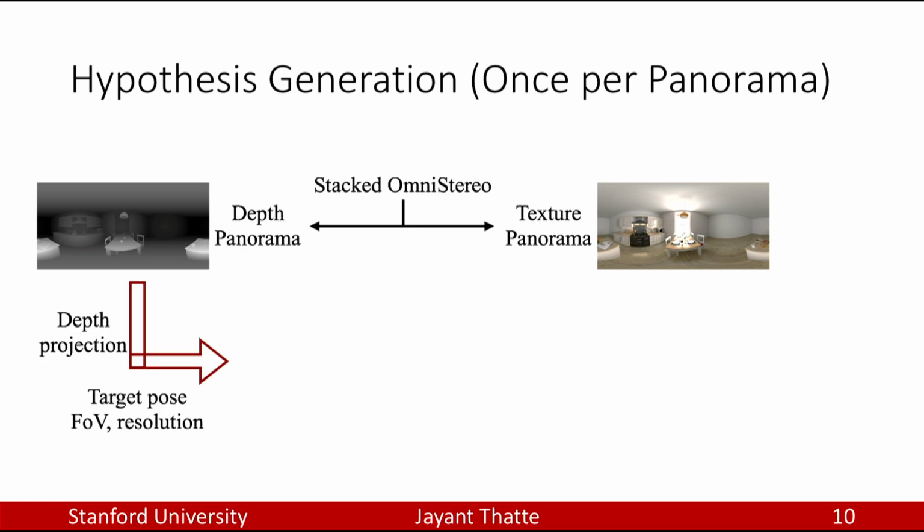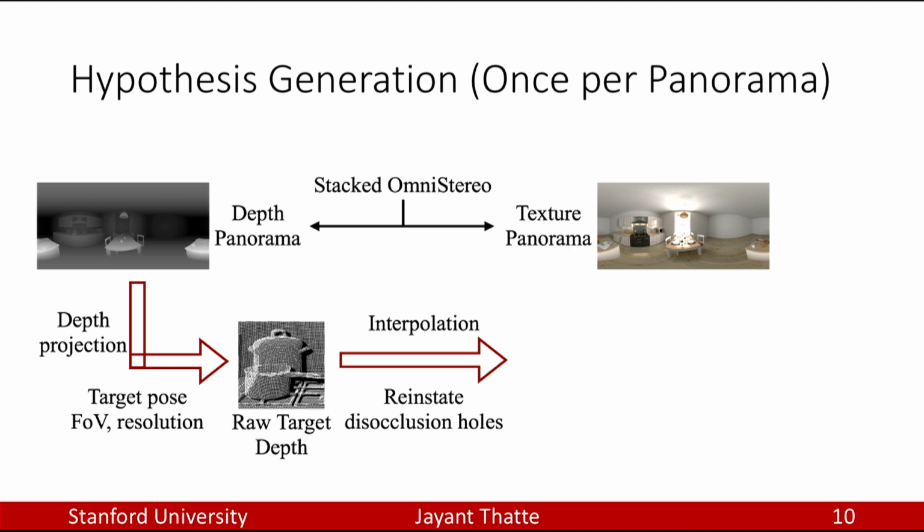We start with the depth component, and knowing the depth at each pixel, we can project all of these points onto the target viewport. And that would give us something like this, where pixels land at sort of arbitrary locations. And then we run a depth interpolation, and that gives us the final target depth map. Now, knowing the depth value at each pixel in the target depth map, we repeat these calculations in the reverse direction. And for each pixel in the target depth map, we try to find the location in the texture panorama, which would map to that pixel.